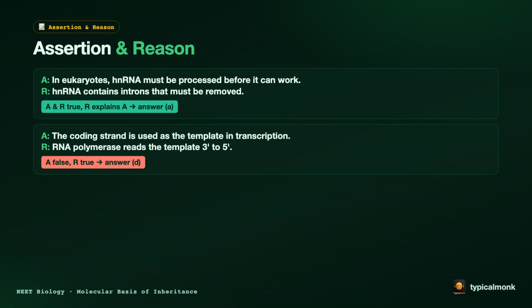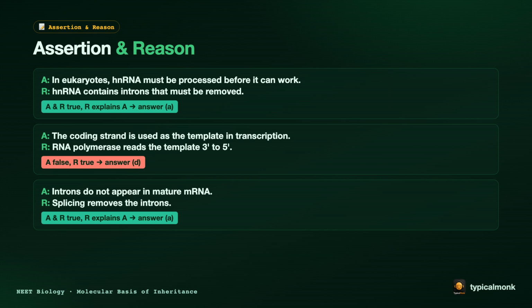Second, A: the coding strand is used as the template in transcription. R: RNA polymerase reads the template 3' to 5'. Here A is false, but R is true, so the answer is D. Third, A: introns do not appear in mature mRNA. R: splicing removes the introns. Both are true, and R explains A. So the answer is A.